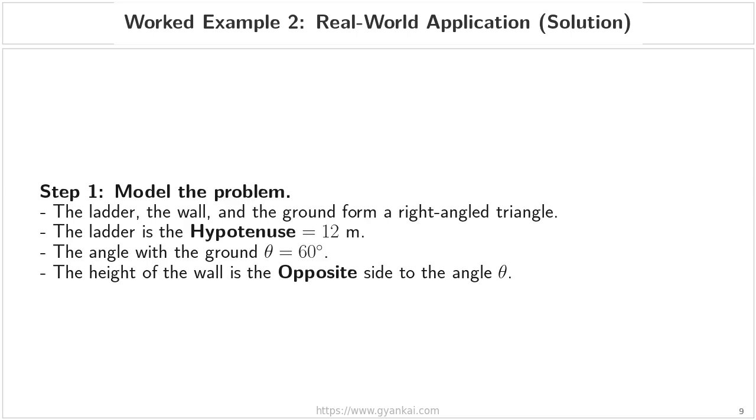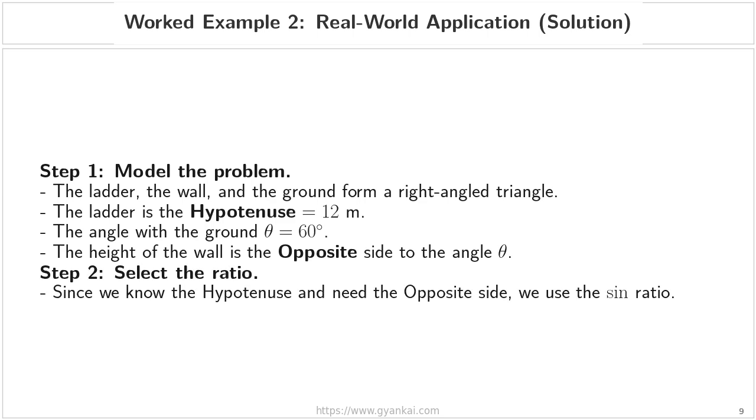Worked example 2, real-world application, solution. First, we need to perform step 1, which is to model the problem. Imagine the scene. The ladder, the vertical wall, and the flat ground meet to form a perfect right-angled triangle. To solve this, we must label our parts. The ladder itself is leaning diagonally, so it serves as our hypotenuse, and we are given its length as 12 meters. The angle formed between the ladder and the ground, which we'll call theta, is 60 degrees. Finally, the height of the wall that we are trying to find is the side directly across from our angle, making it the opposite side.